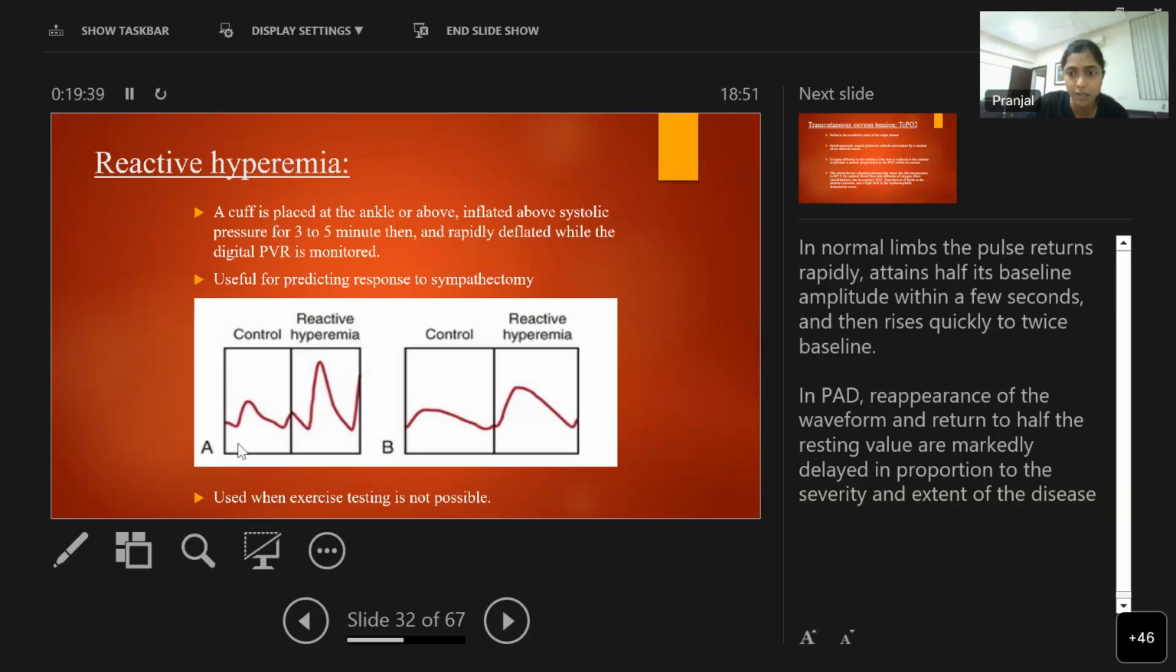In a normal limb, the pulse waveform rapidly attains half its baseline amplitude within a few seconds and then rises quickly to twice its baseline. In peripheral arterial disease, as you can see in figure B, the reappearance of the waveform and return to half the resting value is markedly delayed in proportion to the severity and extent of the disease.